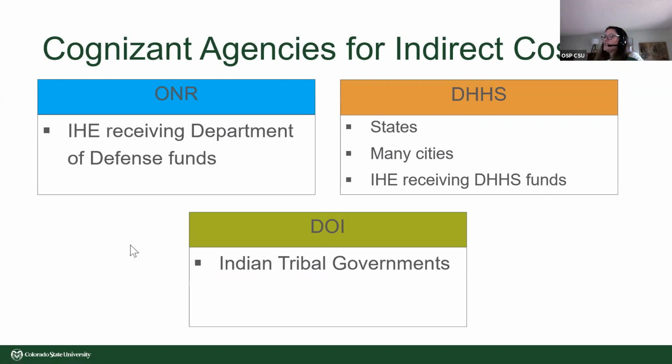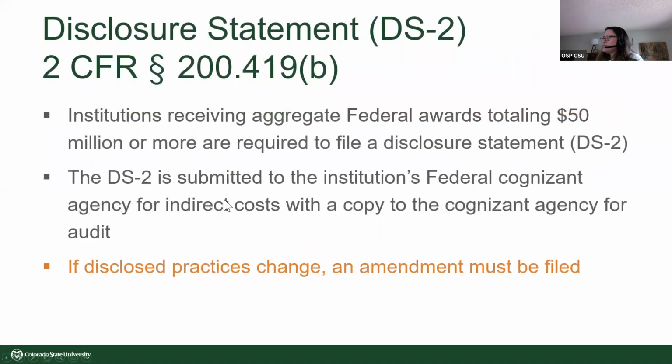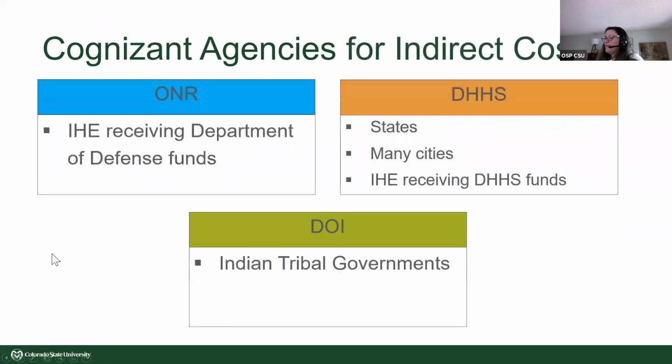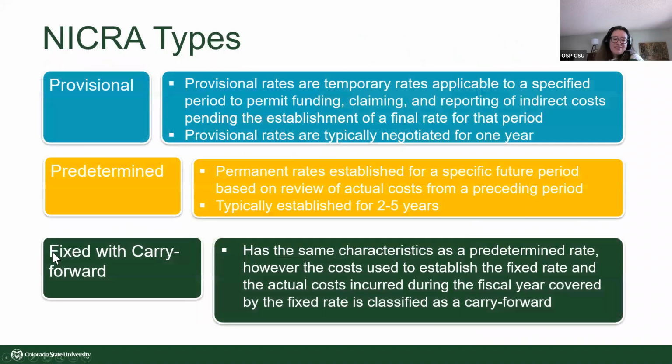And then these are also the cognizant agencies for audit, and that information is listed in uniform guidance. Whoops, I'm moving all around here. But the exam doesn't deal too much with cognizant agencies for audit as much as it does for NICRA, the negotiated indirect cost agreements. Okay.